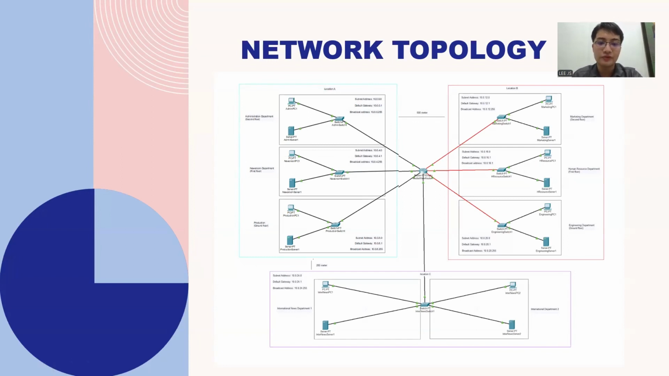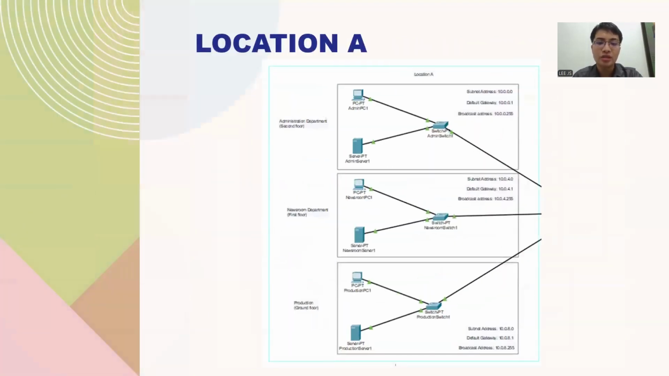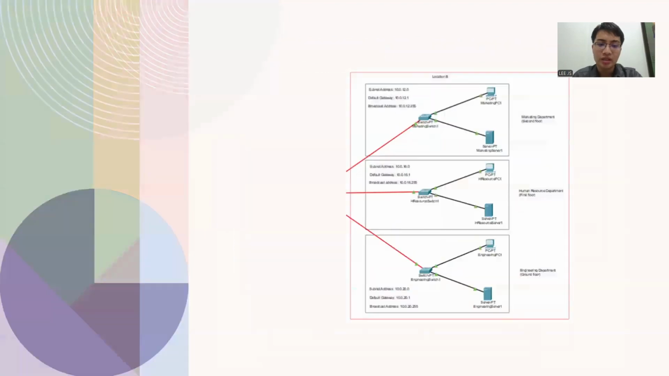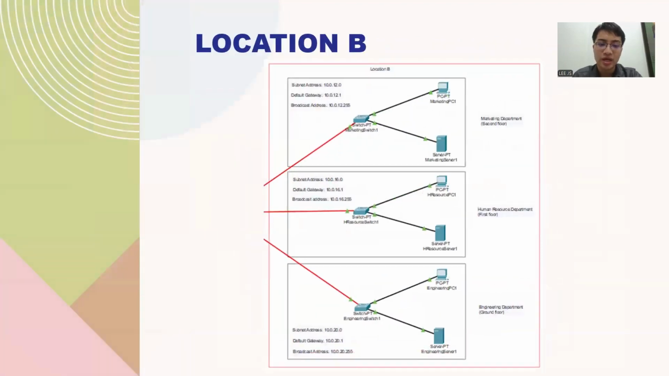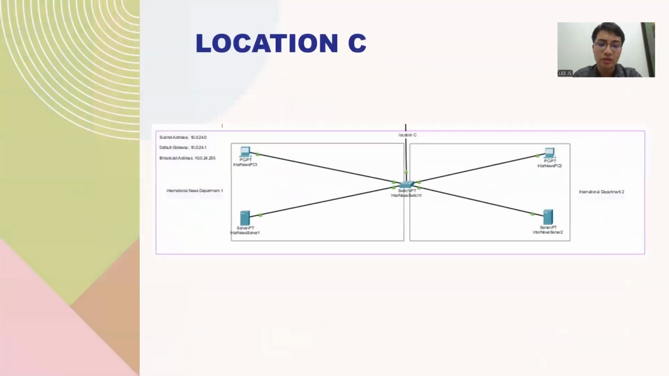So let's get started with this network topology of the Media Wave company. As we can see, it consists of 3 locations: location A, location B, and location C. In location A, there are the administration department, newsroom department, and production department. In location B, there are the marketing department, human resource department, and engineering department. While in location C, there are 2 departments, both international news departments, sharing the same subnet address with each other.